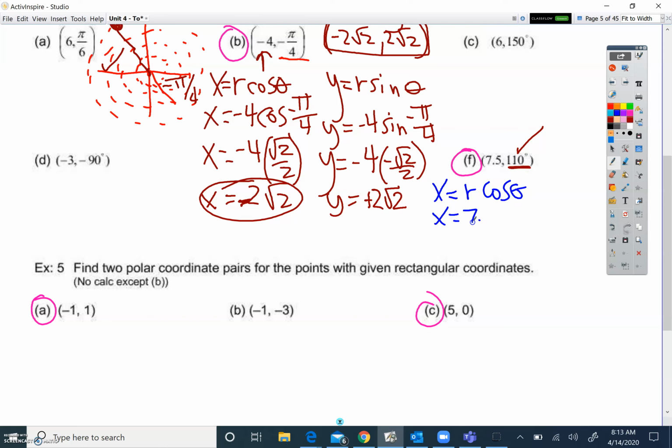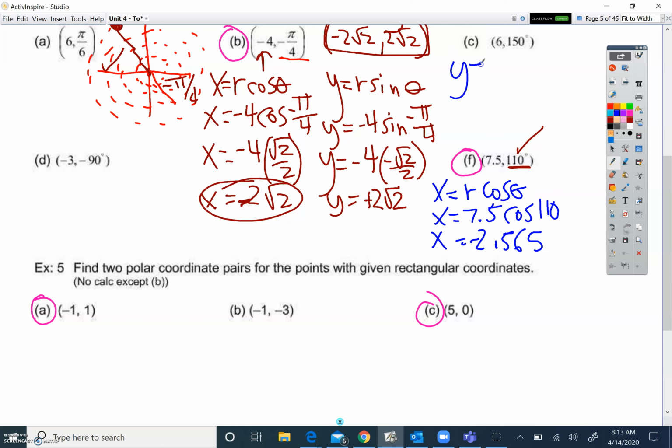X is going to be 7.5 times cosine of 110 in our calculator. X is going to be negative 2.56, and then rounded to 5.